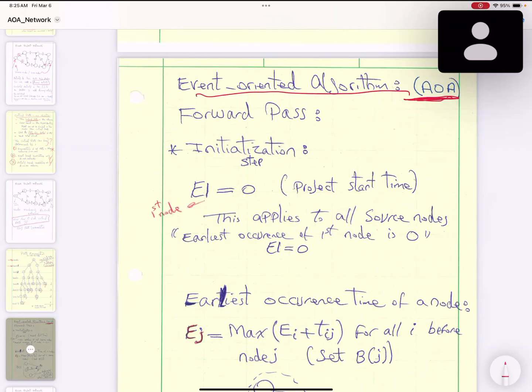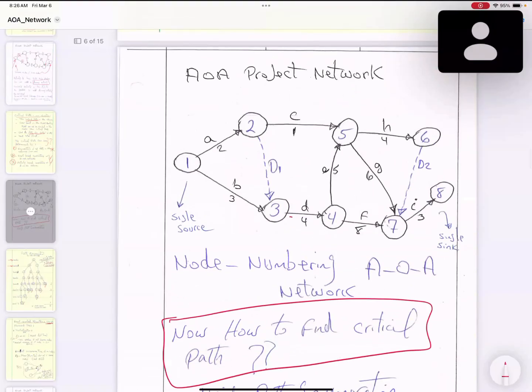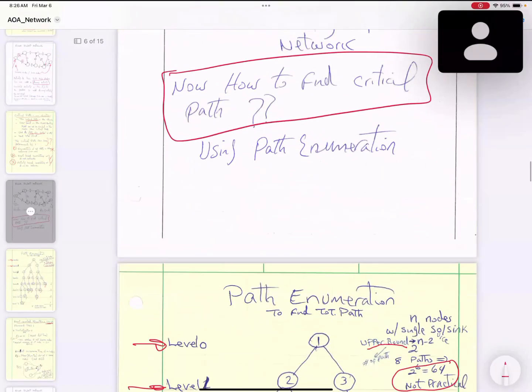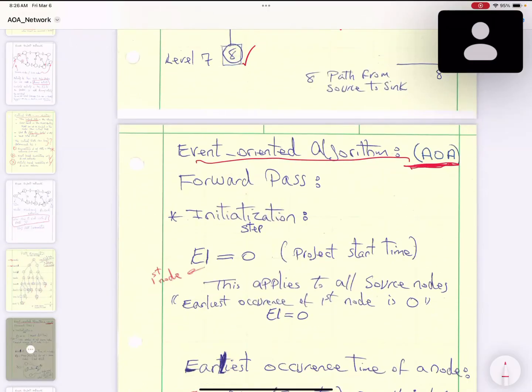Are you following me so far? Yes. We have not started anything yet. All we did, we set up our network based on the information that we have, and now we decided that we're going to use this technique, activity on arc.